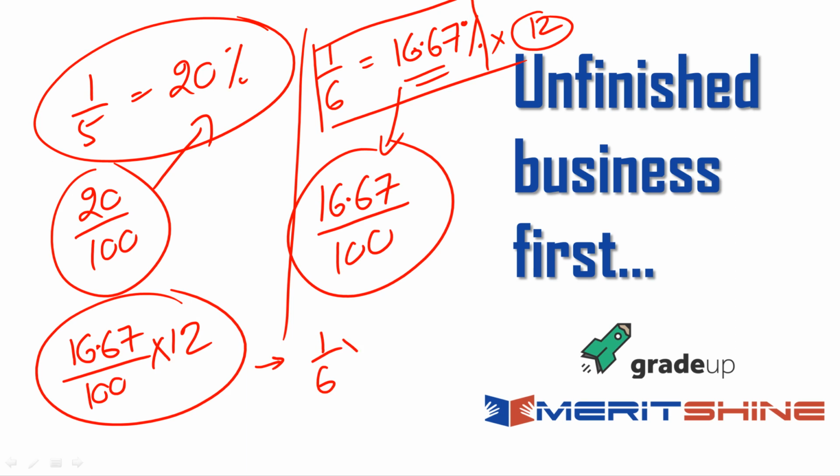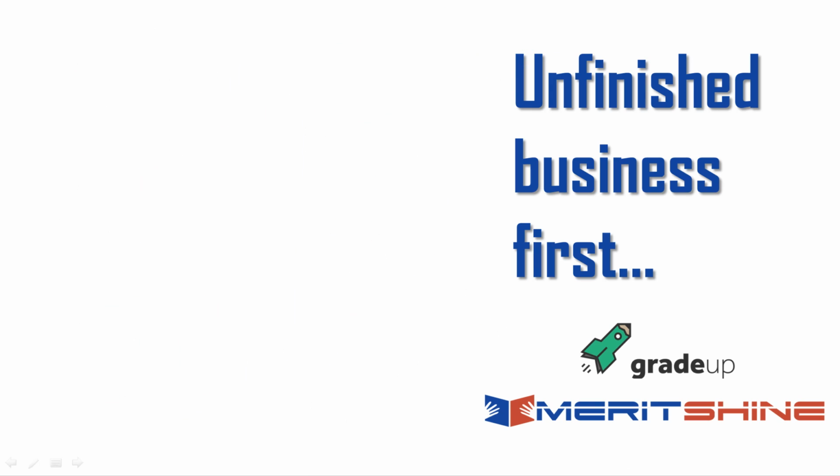Look at this calculation. 1 by 6 into 12. This gives me 2. Very simple. So that's the difference. If you know that 16.67% is this 1 by 6 only, you will just write 1 by 6 into 12 and you get the answer as 2. And that's where we use reciprocals. There is nothing special about it.